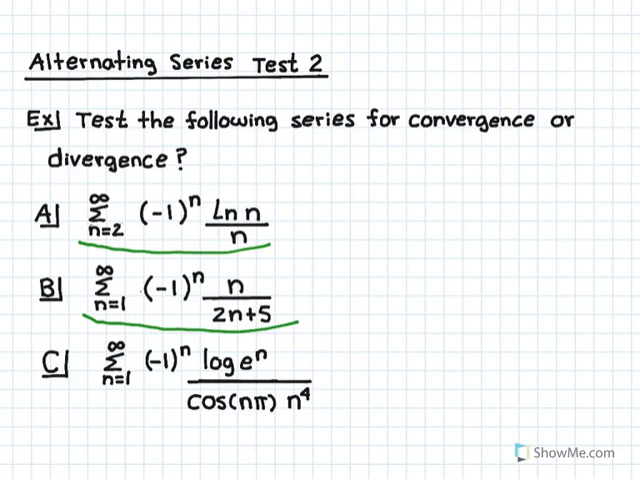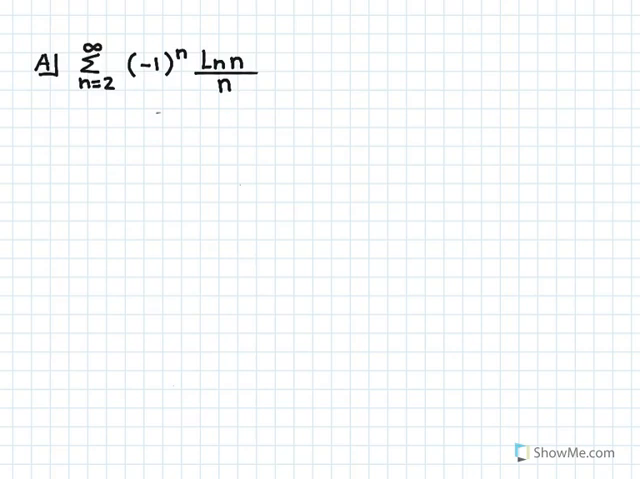Question C, summation n equals 1 to infinity, negative 1 to the power of n times log of e to the n divided by cos of n pi times n to the fourth. Let's look at question A first. Here we have summation n equals 2 to infinity, negative 1 to the power of n times log n divided by n. We need to check the two conditions of the alternating series test.